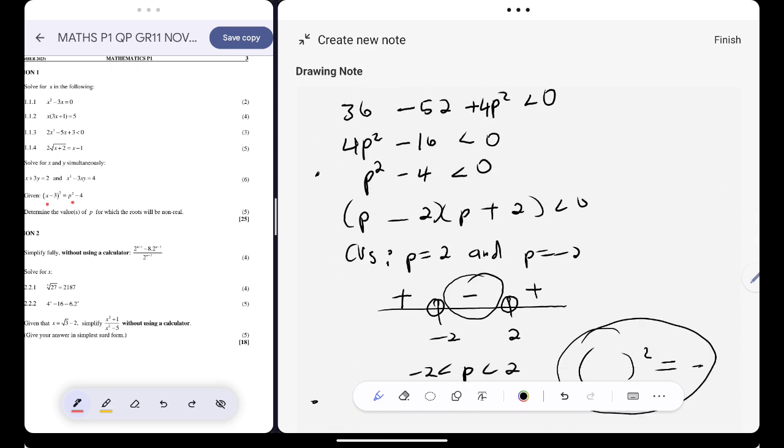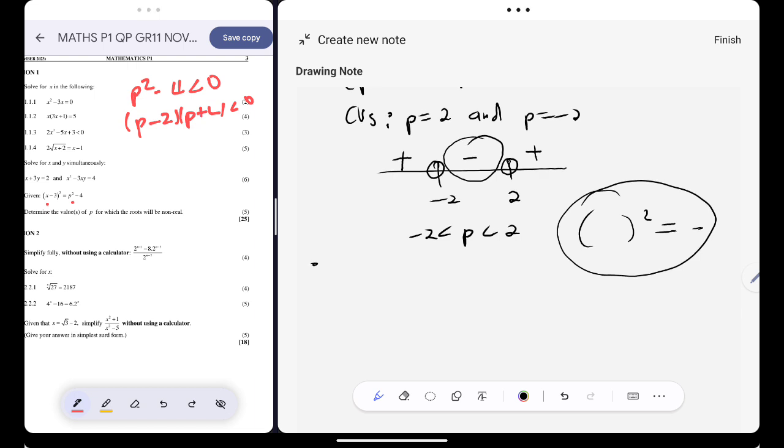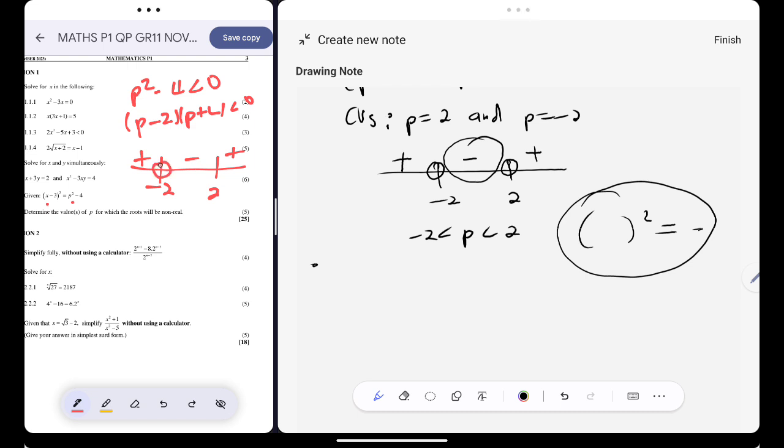Right, together. So instead of finding delta and putting everything in standard form, I could have said the left hand side, which is p squared minus 4, must be less than 0. Then just factorize this. I'll have p minus 2 and p plus 2 together. Then I'll put the critical values on the number line, minus 2 and plus 2, plus, minus and plus. They are not included. I want the values of p that will make this less than 0.